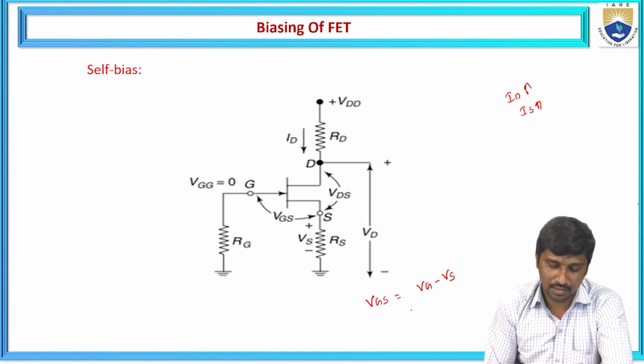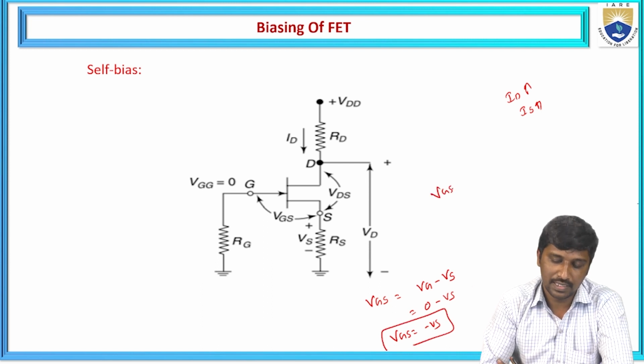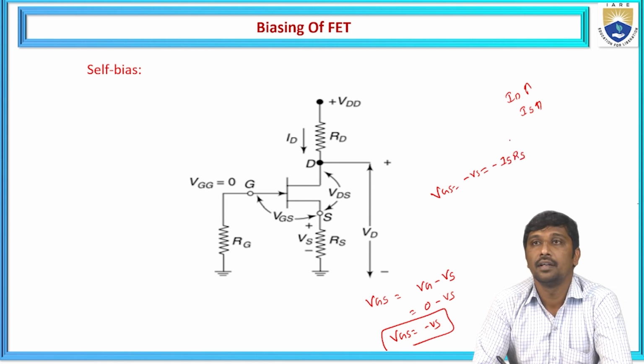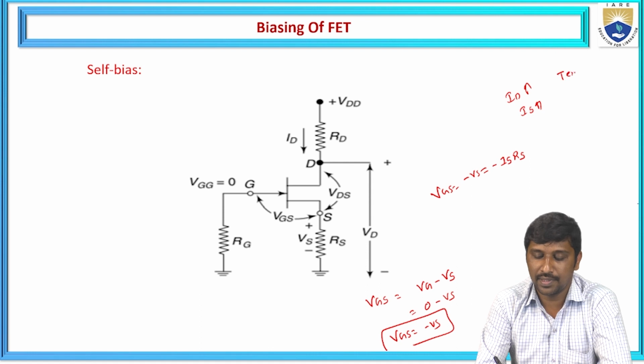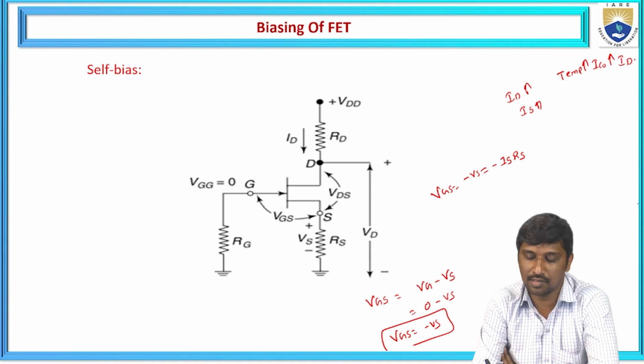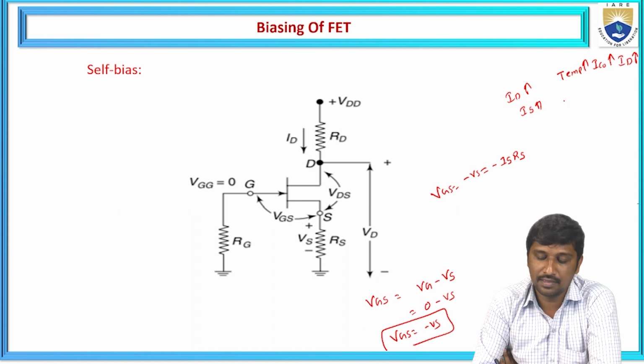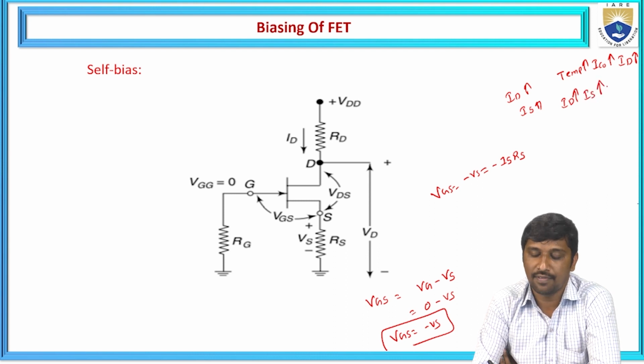And here, let us consider the gate voltage is 0, meaning 0 minus Vs. We observe that VGS is equal to minus Vs, which means VGS is equal to minus Is into Rs. Let us consider if temperature changes, the reverse saturation current changes. If the reverse saturation current changes, the major current, meaning the drain current, is also affected. If this drain current is affected, then Is is approximately equal to drain current, hence Is is also affected. If Is is affected, the Q point is also affected.